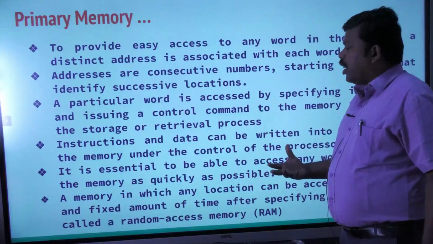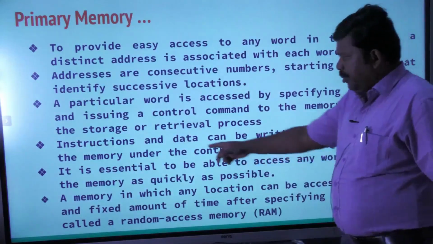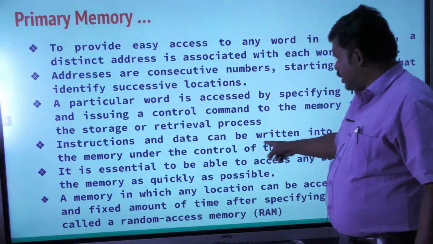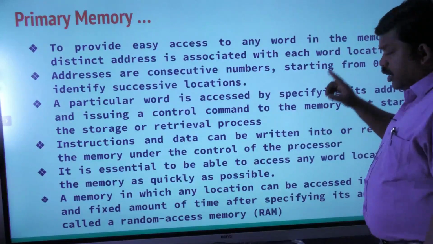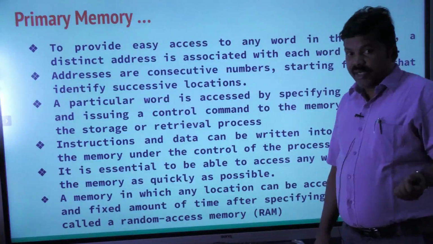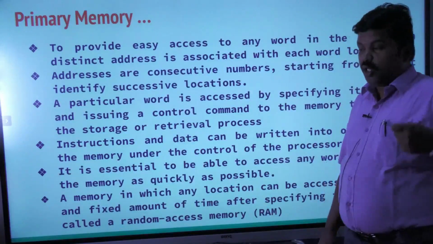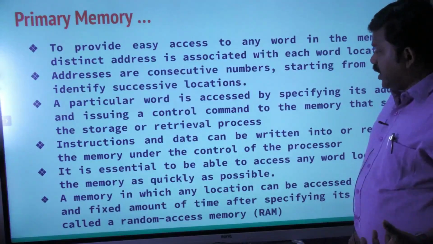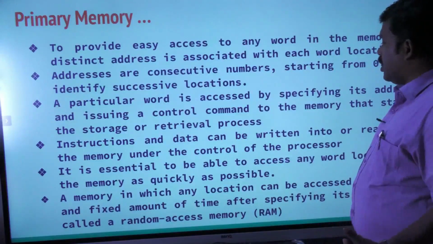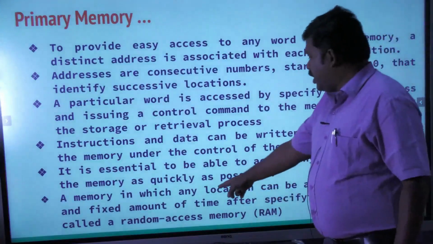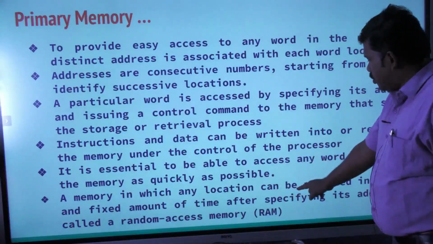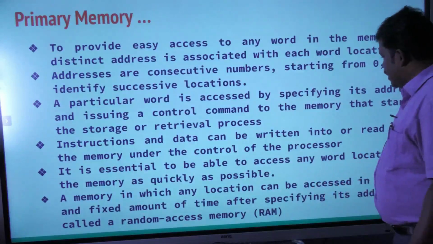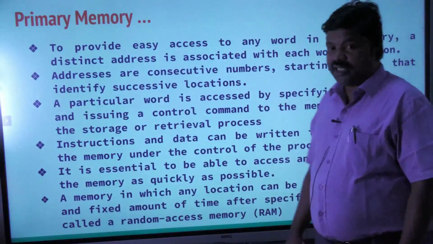What kind of data is normally available in the memory? There may be a set of instructions, and data can be written into or read from the memory under the control of the processor. The read or write operation is controlled by different control signals generated from the control memory. A memory in which any location can be accessed in a short and fixed amount of time after specifying its address is called random access memory.